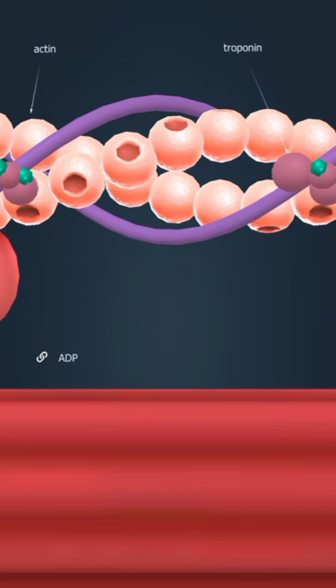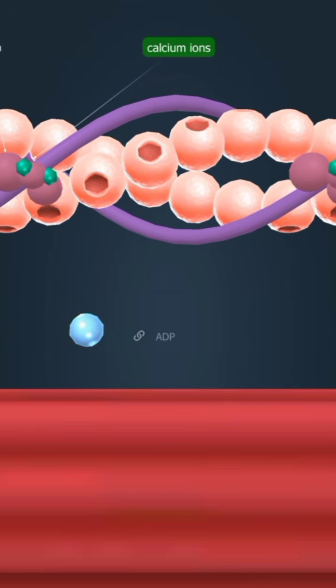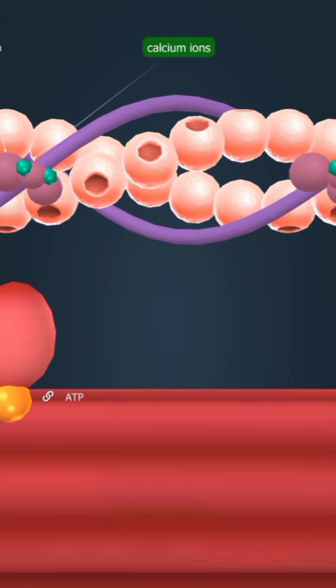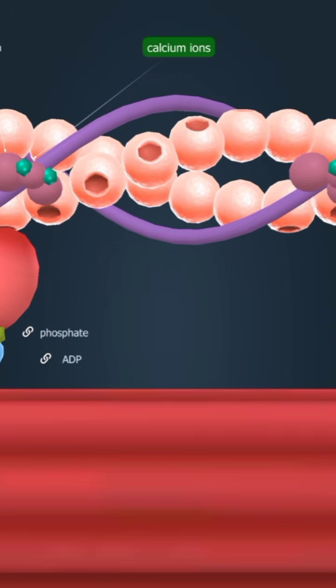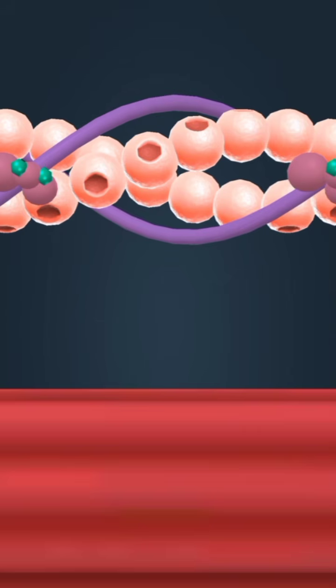ADP and phosphate are released, and the myosin head bends and pushes the actin. Then ATP binds to the myosin head, which releases the actin. The ATP molecule splits into ADP and phosphate, and the myosin binds to the actin again. This process continues while the calcium level in the muscle fiber is high.